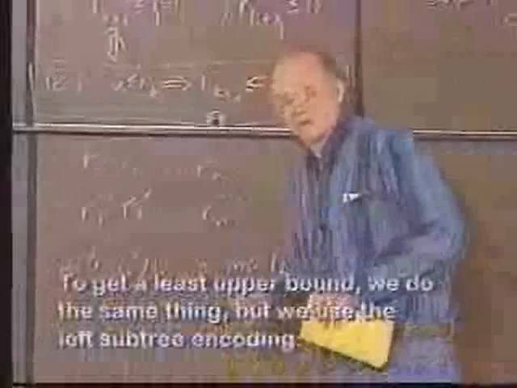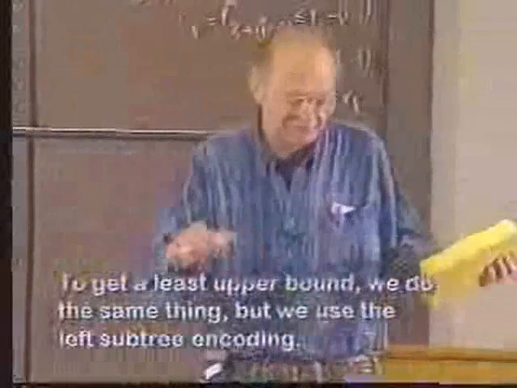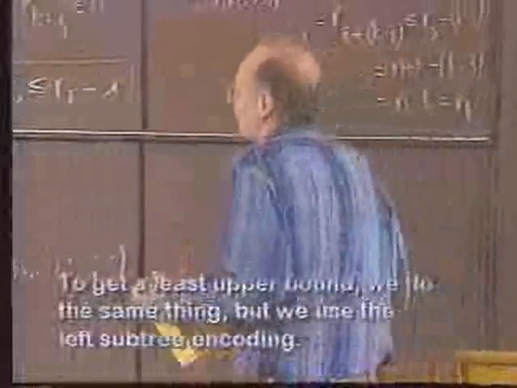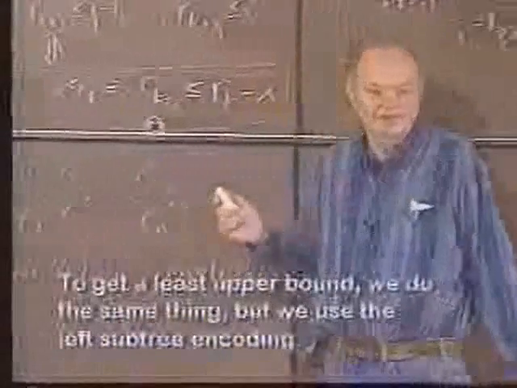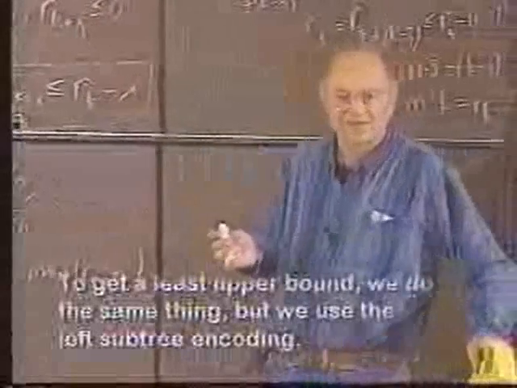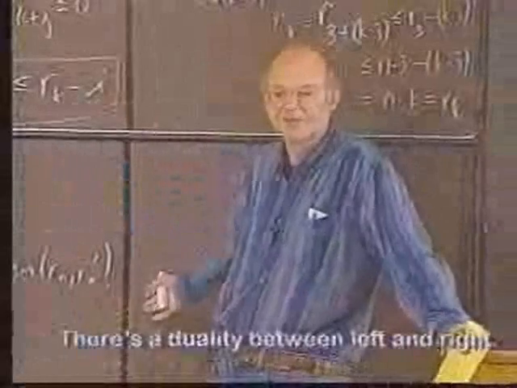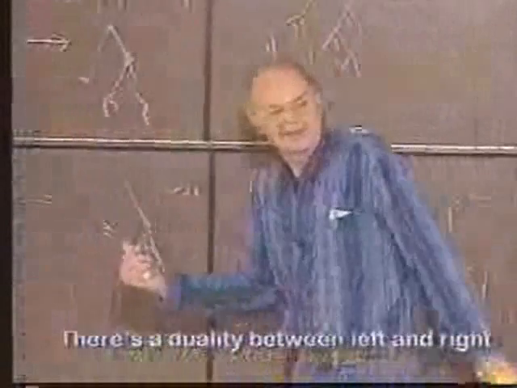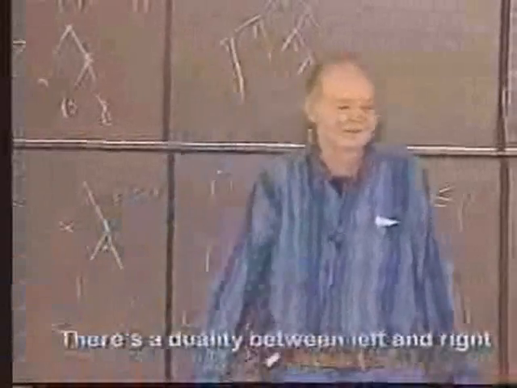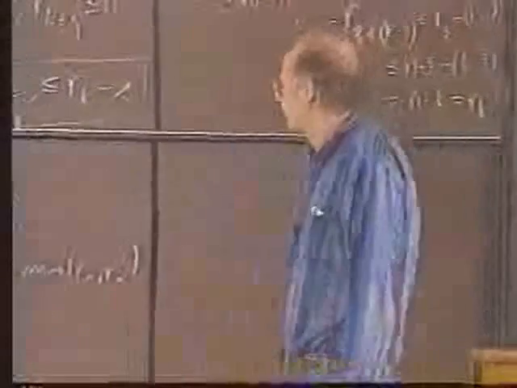To get a least upper bound, we do the same thing, but we use left subtree encoding instead of right subtree encoding, and then we take the minimum of those. And there's a duality between left and right. If you switch left and right, then less than goes to greater than. Left rotation goes to right rotation. So it's flip left and right, you get an equivalent theorem.